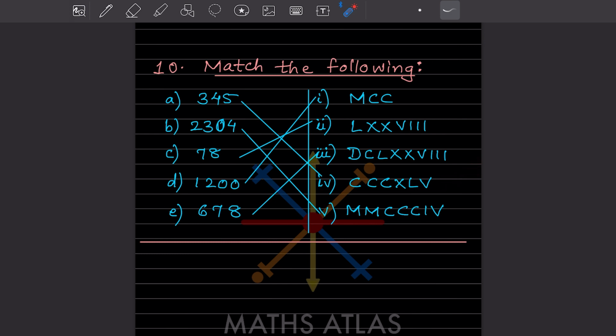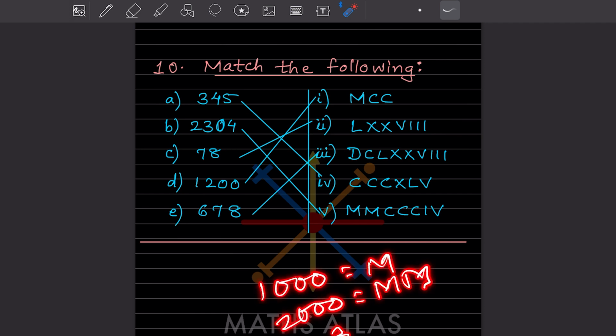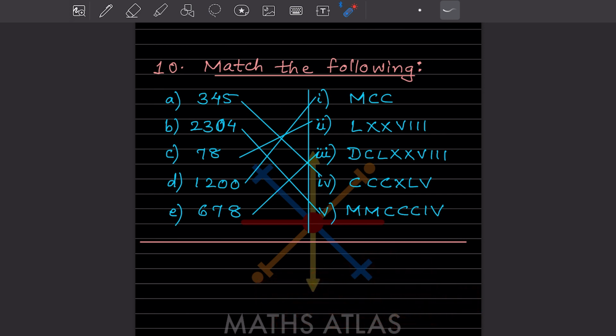Now 2,304. So 1,000 means that is M. So 2,000 is going to be 2M. Okay, and 300, as I told you, 100 is C, so 300 is CCC. That also I have put the table in the previous video. We can check for that. Okay, and then comes 4. So what I am going to do here, this will be the answer. This is for 2000. This is for 300, and this is 4. So you have to match the second one over here.